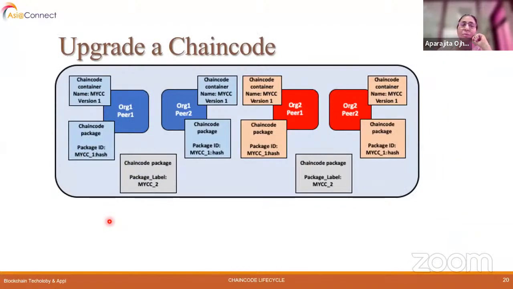Now, how do you upgrade a chain code? Can somebody tell? How can we upgrade the chain code? If somebody would like to write on the chat box, how do we upgrade? Suppose you need to upgrade the chain code. Anyone? If you raise your hand, I will definitely unmute you.